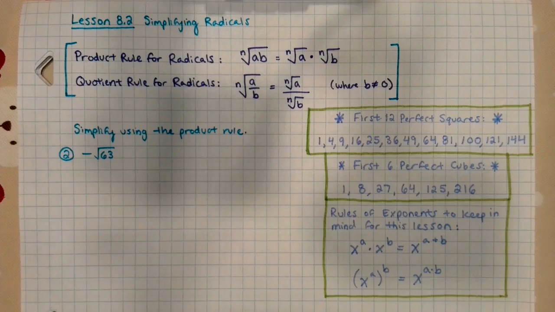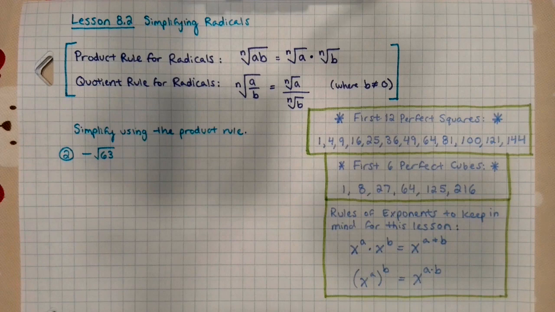Lesson 8.2 is on simplifying radicals. A square root is simplified if the radicand, the expression underneath the radical, contains no perfect square factors other than 1. And this is true for any root that we're going to simplify. You want to make sure that there's no perfect square or perfect cube underneath that radical symbol.